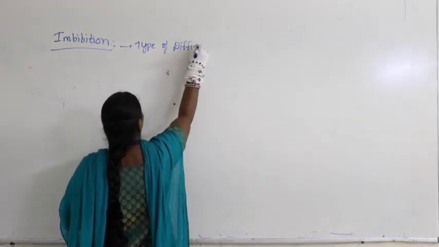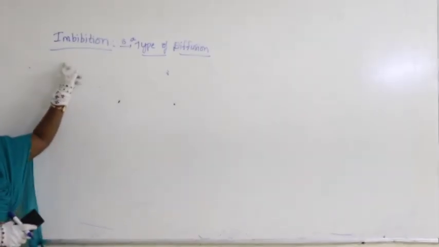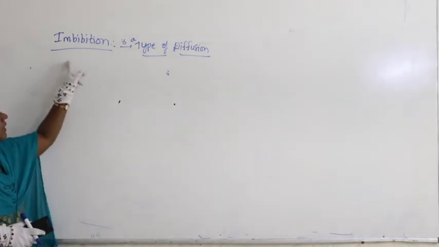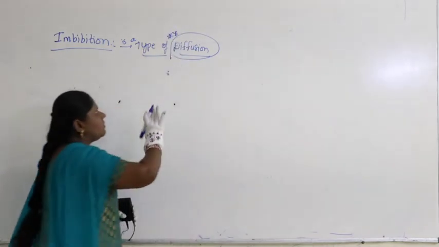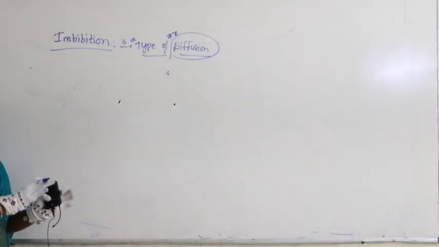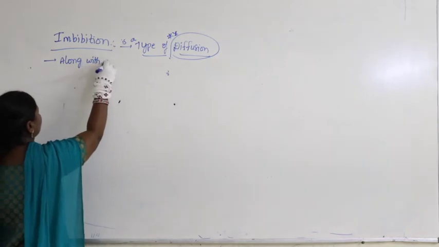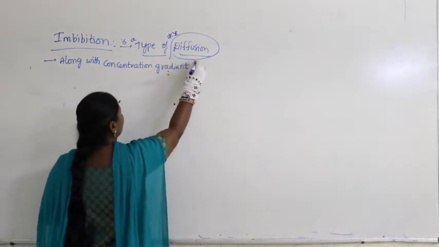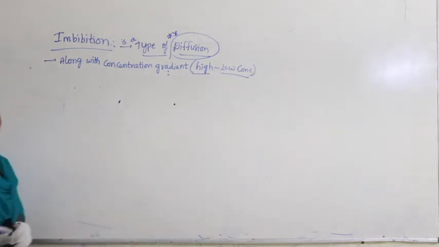Diffusion, imbibition is a type of diffusion. Remember we discussed, osmosis is also a type of diffusion, right? Similarly, imbibition is also a type of diffusion. So what do we mean by diffusion here? Let us recollect it. Diffusion means all the properties of diffusion are applicable. So imbibition occurs along the concentration gradient. Along the concentration gradient means from where to where? From high concentration to low concentration. That is what is called diffusion.